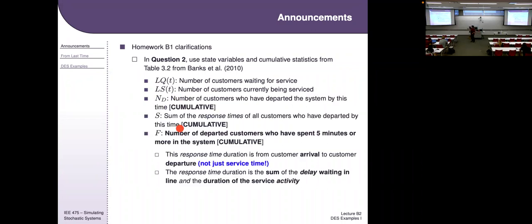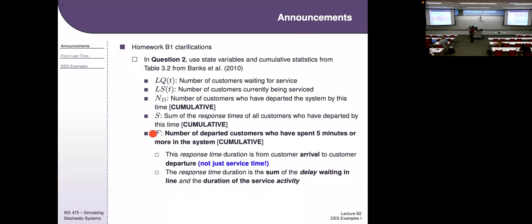There are also these cumulative statistics: ND, S, and F. ND is the number of customers who have departed by that time. S is the sum of response times of all customers who have departed by that time. The response time is the total time that customer has been in the system, from when they arrived to when they finally departed. So whenever you get a departure, you add that response time to S. The idea here is if you divide S by ND, you'll get the average response time across all of the departures. That's the reason why we keep track of that cumulative over time.